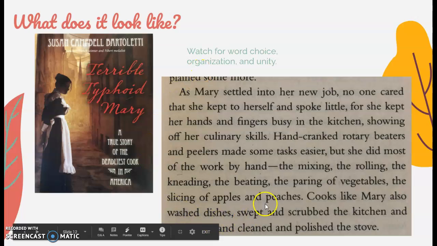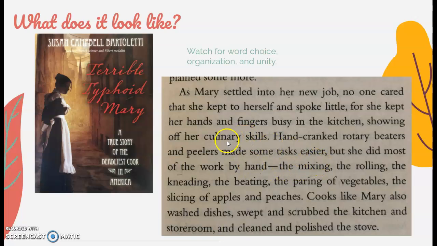So looking at that, when we look at this paragraph again from Terrible Typhoid Mary, word choice, organization, and unity. The word choice, she's got some good $10 words, culinary, hand cranked, but I also love her organization, how she kind of made it a series of lists. Mixing, rolling, kneading, beating, pairing, slicing. And then she goes to wash dishes, swept, scrubbed, cleaned, polished. Okay, that similarity in sentence structure gives us a sense of the busyness of Mary's day.